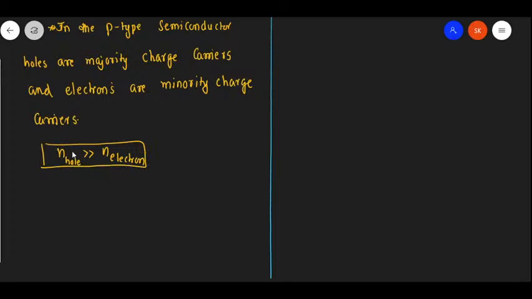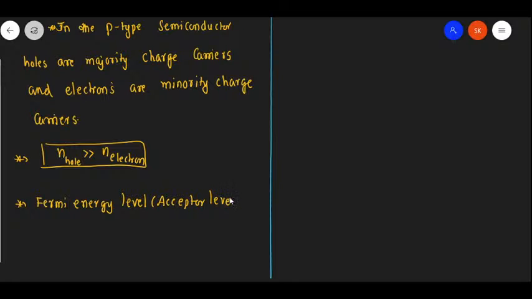Okay, right. In this, what about the Fermi energy level? The Fermi energy level has another name here, that is called the acceptor level. In the p-type semiconductor, the Fermi energy level is called the acceptor level. Why is it the acceptor level?